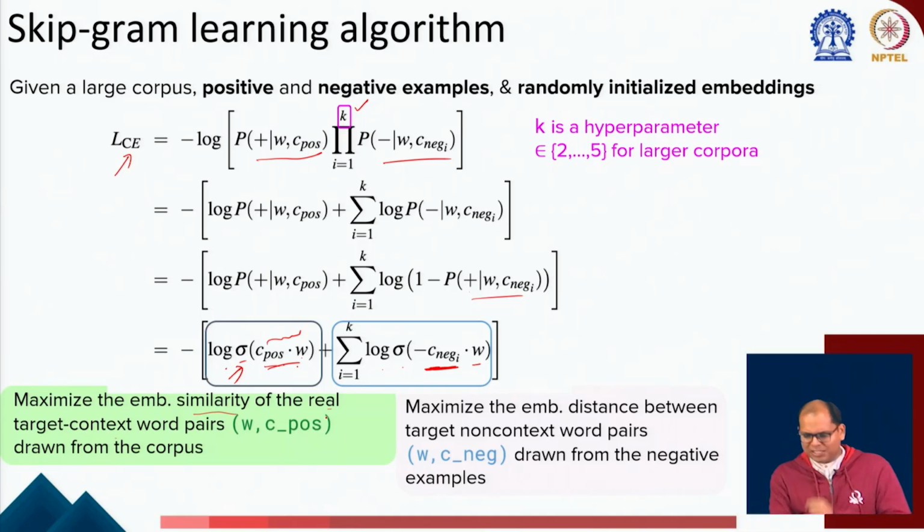At the same time, I want to maximize this quantity, which is a negation, so that means I have to minimize this quantity. That means I have to maximize the embedding distance between the target non-context word pairs, so W and C negative. I have to maximize the distance between them, right. That is essentially what I have to do.